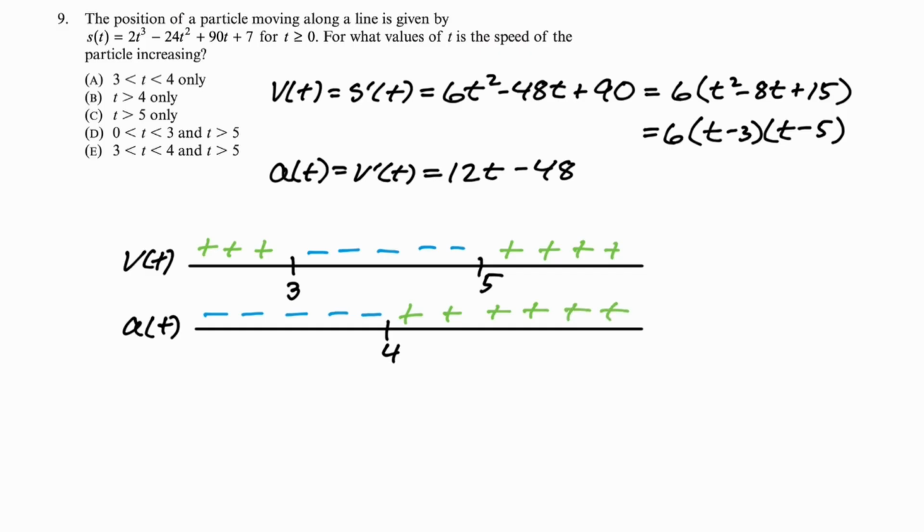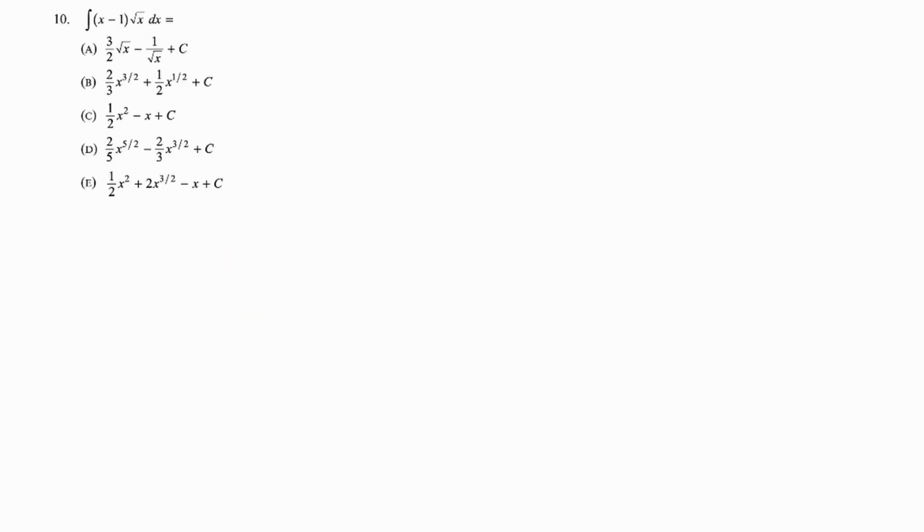All right, so we are looking for where velocity and acceleration have the same sign, and you can see that happens here and here, so between 3 and 4, and then greater than 5. Look at your answer choices. The answer is E.